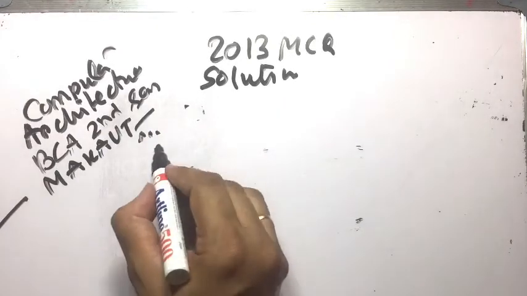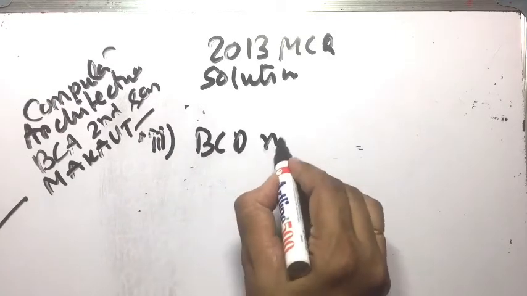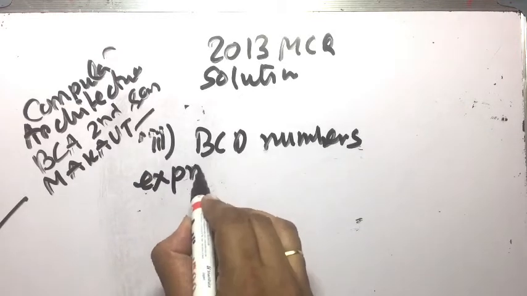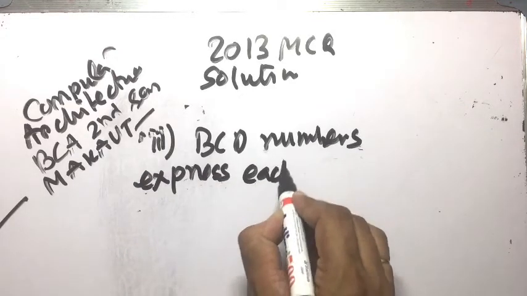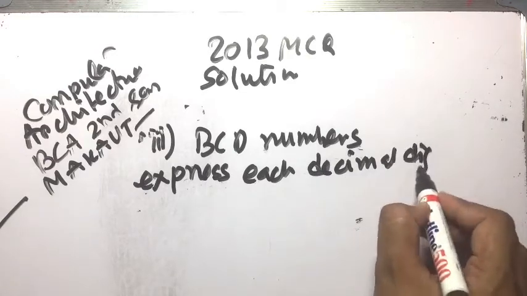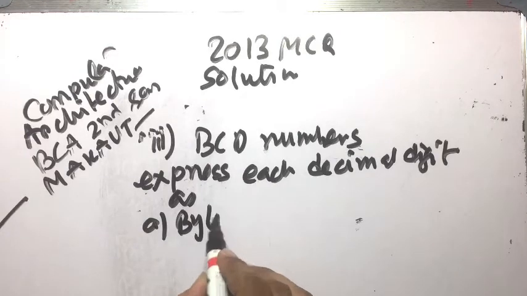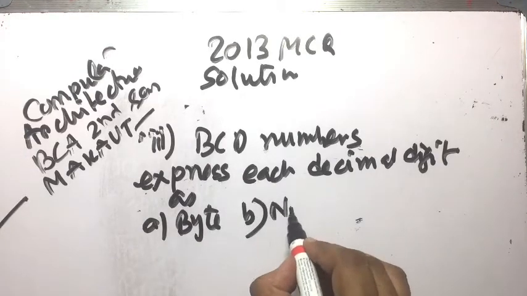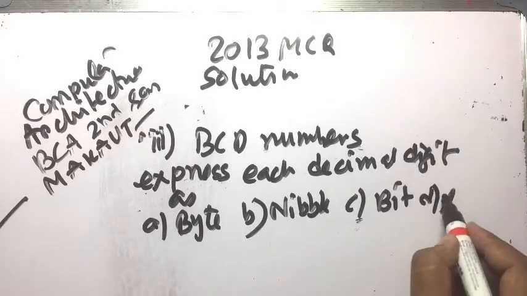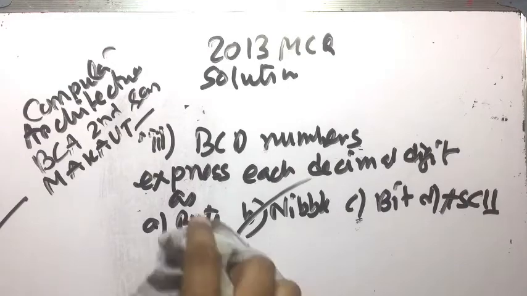Next one is question number 3. BCD numbers express each decimal digit as: option A byte, option B nibble, option C bit, option D ASCII. Answer is nibble, because a nibble is 4 bits.